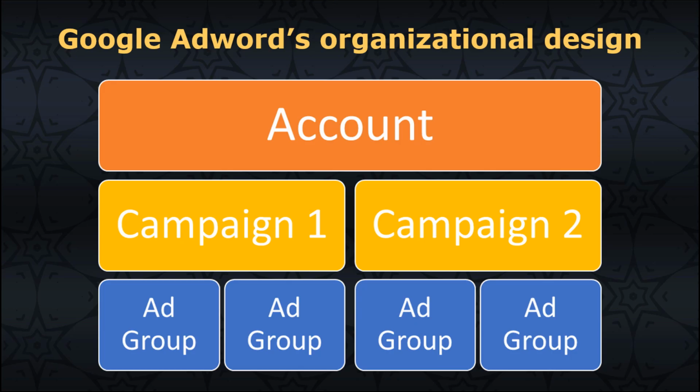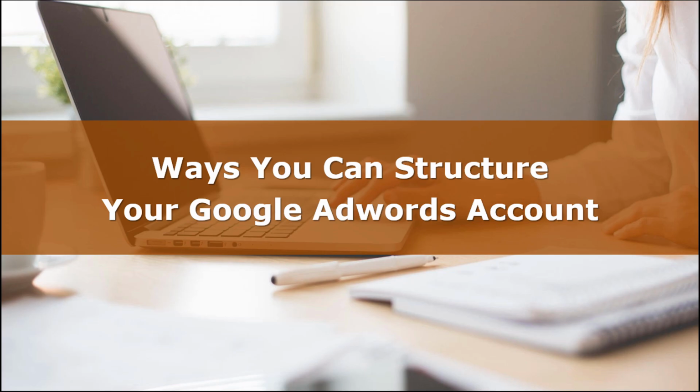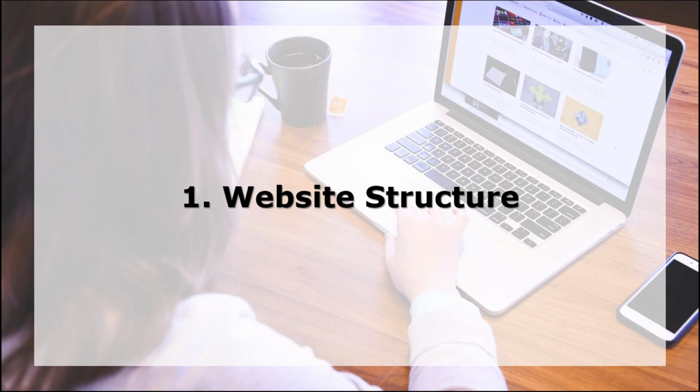Under every campaign are one or more ad groups. Each ad group will then have its own keywords, unique content, as well as their own landing page. There are multiple ways in which you can structure your Google AdWords account, depending on your personal objectives. For instance, you can strategically structure your AdWords account based on your website structure, creating your campaigns and ad groups based on the different categories and subcategories of products or services you're offering.